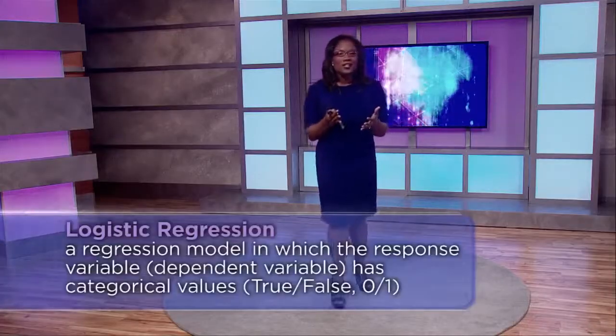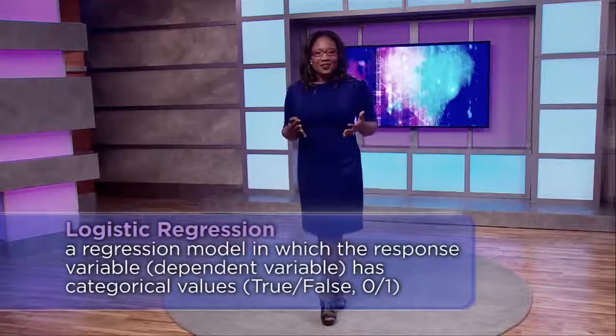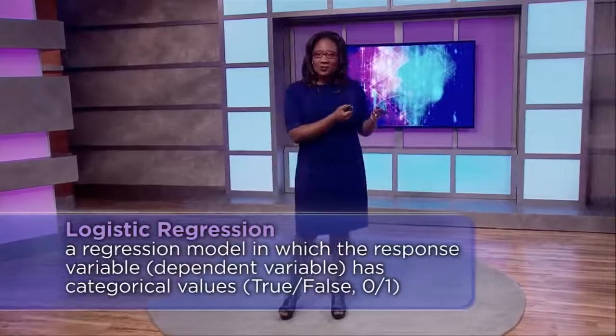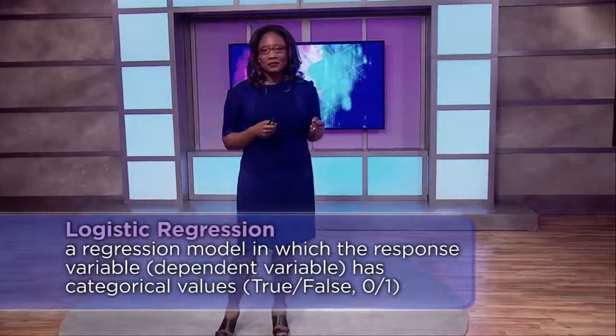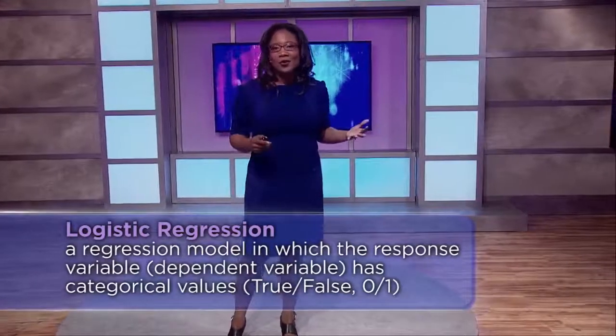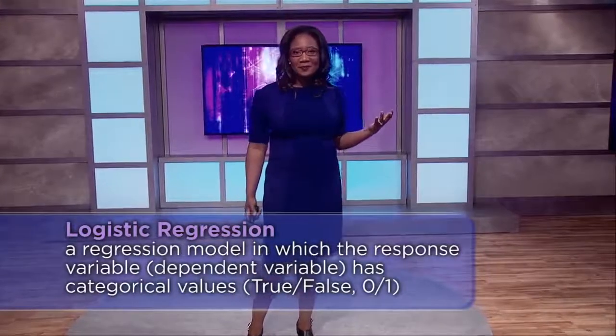So logistic regression is a regression model in which the response variable, our dependent variable, is a categorical variable, such as true, false, 0, 1, dead or alive. And so it deals with measuring the probability of a binary response. So in R, we're going to use the function GLM, and that's going to create a logistic regression for us.